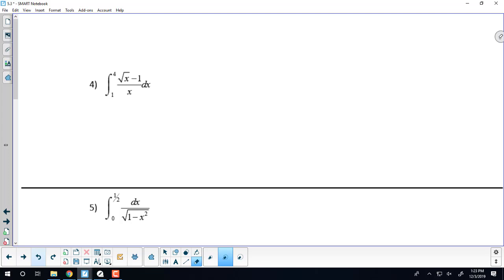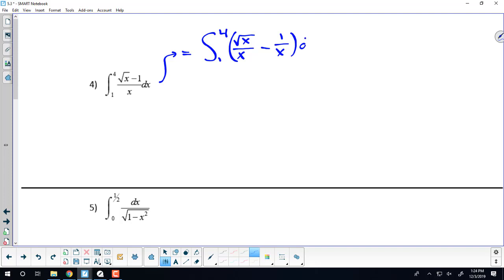You can separate it though, right? Yeah, we can. The square root of x over x. So we've got two things in the numerator over a single thing in the denominator. We want to actually simplify that function before we take the antiderivative. So we'll go up here, just so we don't run out of space. We're going to write square root of x over x minus 1 over x and simplify.